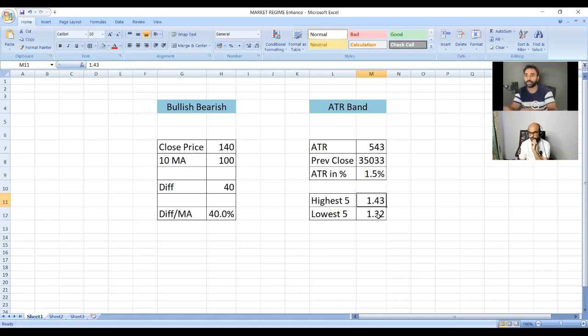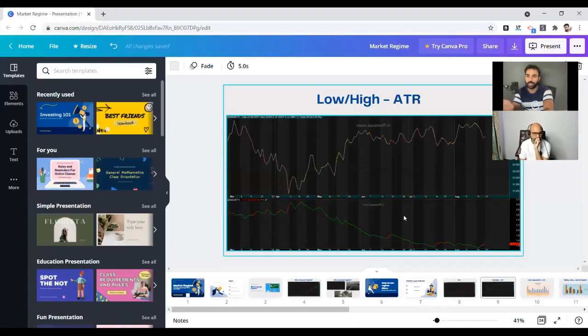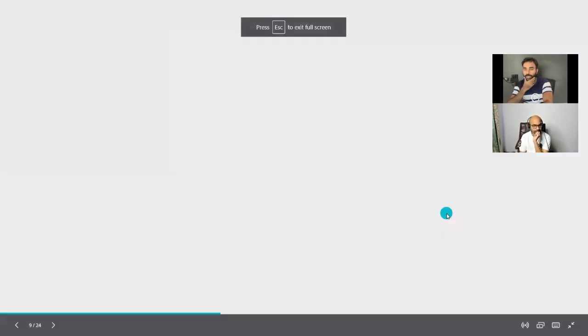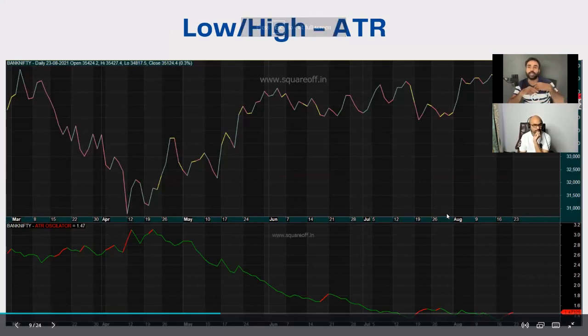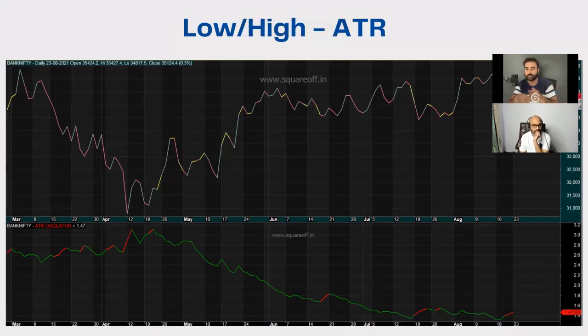And based on if it is in the higher band or lower band, I have created this color code. If it is a low volatile period, it is going to give me a green color. If it is a high volatile period, it is going to give me a red color. That's just to give a visual representation.